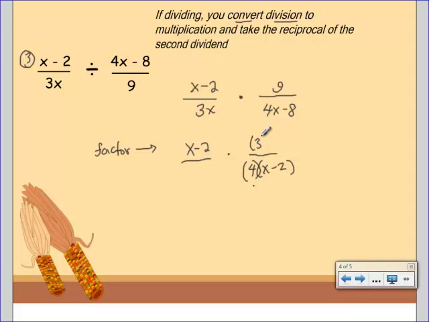If I factor 9 into 3 times 3, and I factor 3x into 3 times x, I've created nice monomial cancellations. This is a binomial, so a binomial may cancel with a binomial. I'm left with no other cancellations. I have a 3 left on top and a 4x left on bottom.